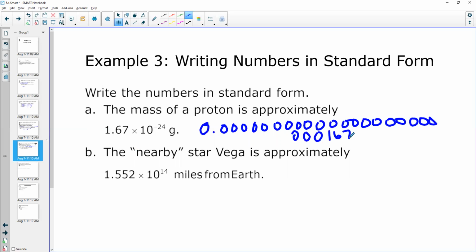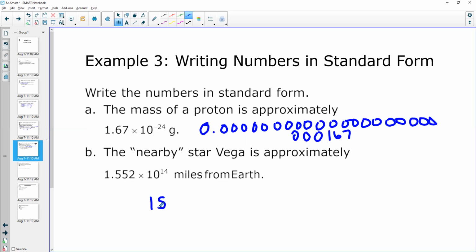This is exactly why we use scientific notation, because who would be able to get that right if you were rewriting it? The nearby star Vega is approximately 1.552 times 10 to the 14th miles from Earth. So think about it. It's a really big distance. It's really far away. So I'm going to move my decimal to the right.